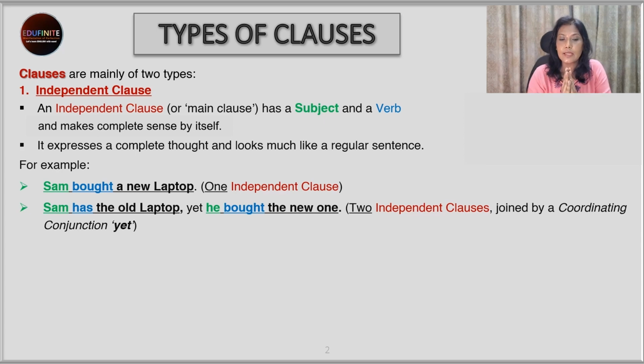So over here, Sam has the old laptop. Now this part of the clause, what is happening, this itself gives us a meaning. Sam has the old laptop. So he has an old laptop. So that is a clause.